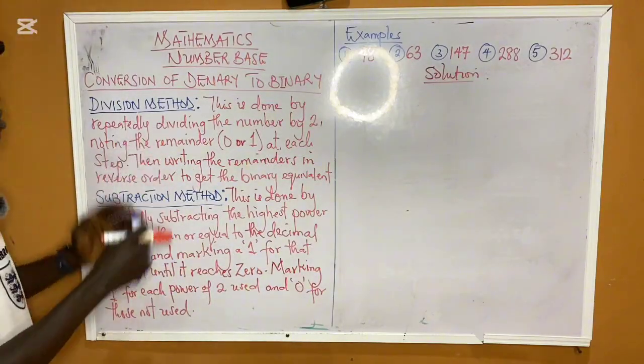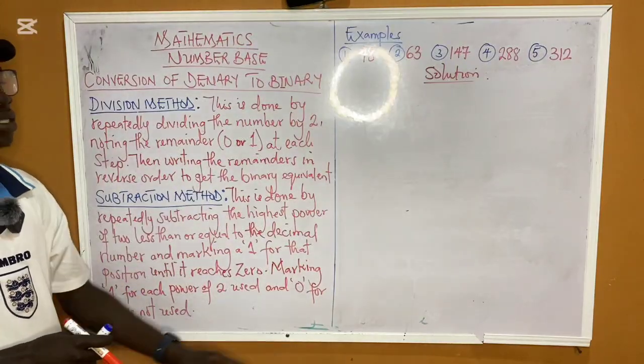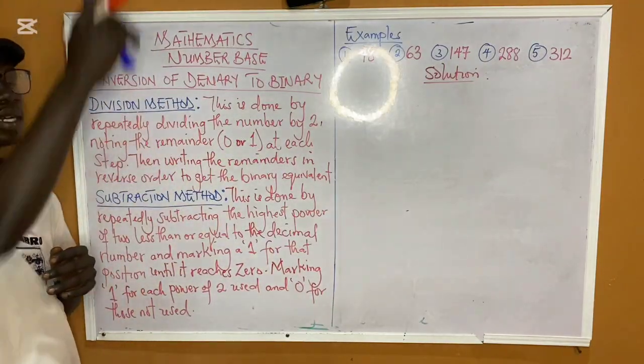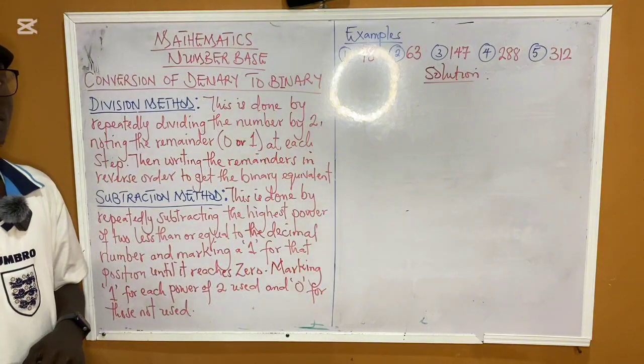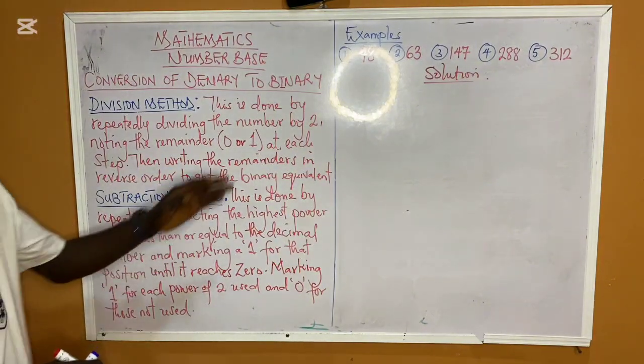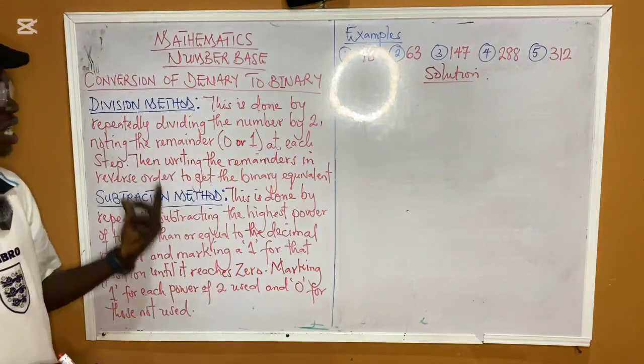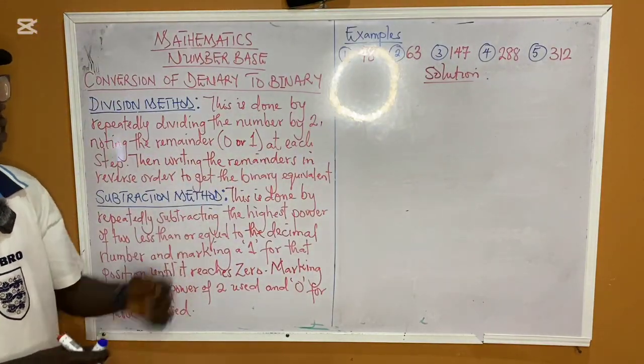I know you are familiar with this method where we divide the decimal number by 2, then we write the remainders. And we write the remainders back in reverse order to get our answer. Let's use this method to solve these examples, then we dive into the subtraction method after that.